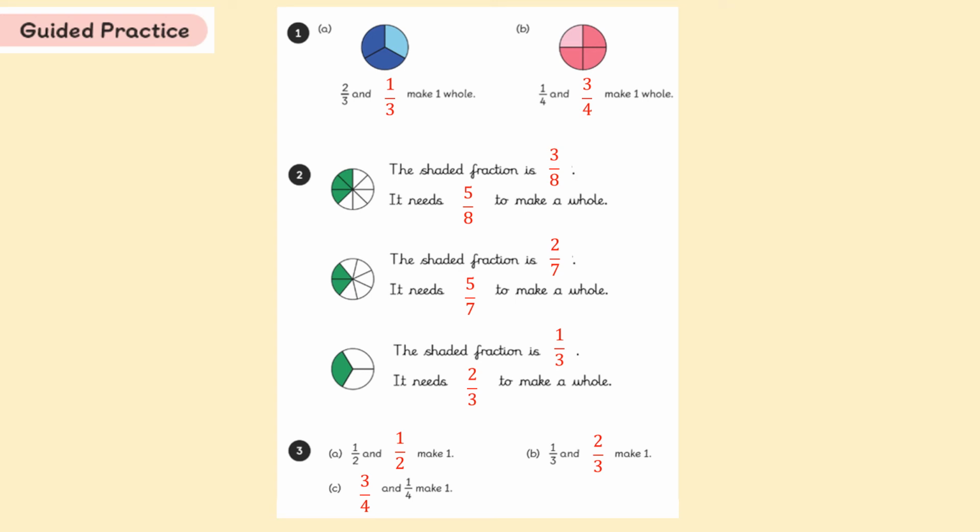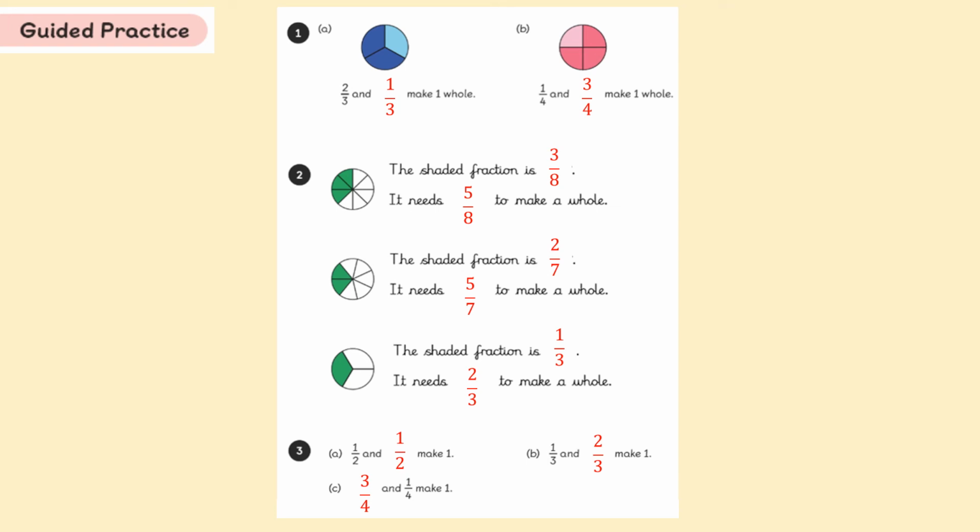Question 2, the first one, the shaded fraction is 3/8. Some tricky fractions here, but if you remembered your denominator and numerator, you would have been able to write them down, hopefully. And this circle needs 5/8 to be coloured in to make a whole. Underneath, the shaded fraction is 2/7. There are 7 parts in total, 2 of them have been shaded. So it needs 5/7 to make a whole.